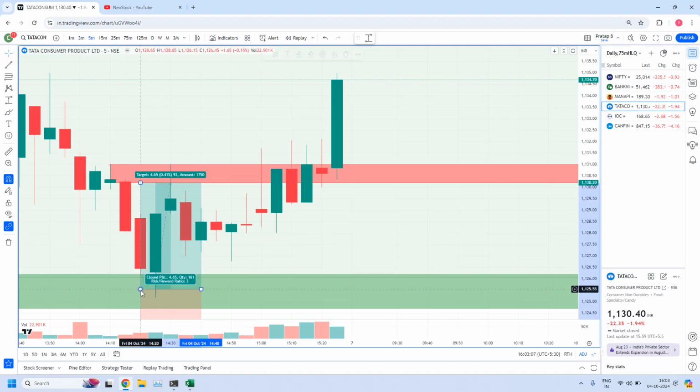Actually, where your entry is coming here, if you are taking a trade here, what is the RR you are getting? 1:1.8 RR you are getting. You have to reject this trade. That's why, to minimize the risk, we have done the adjustments.